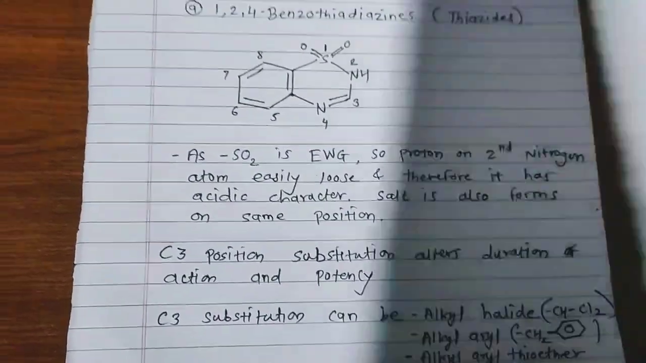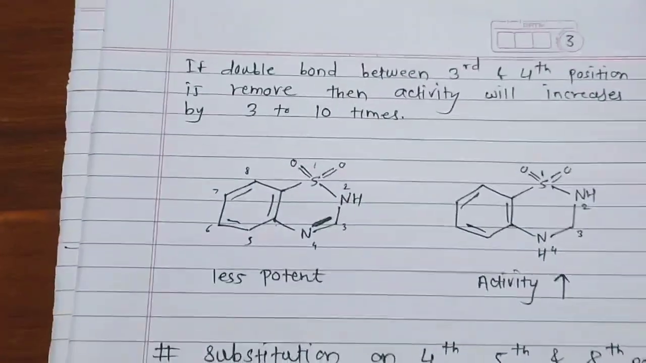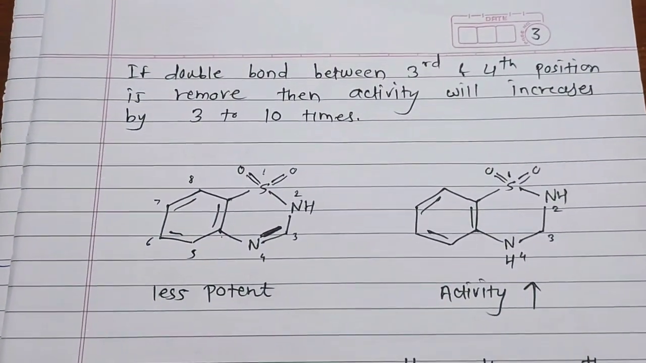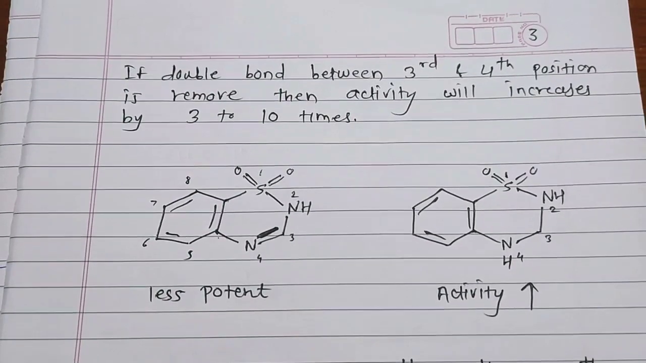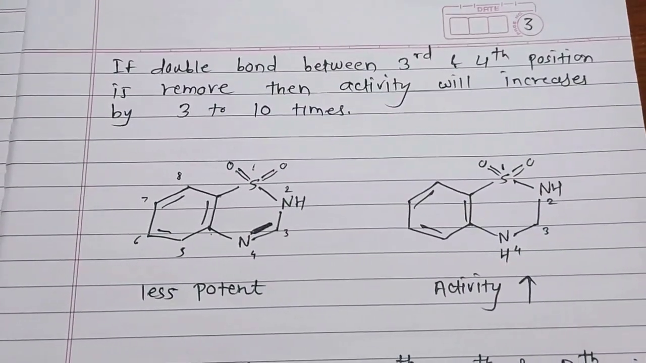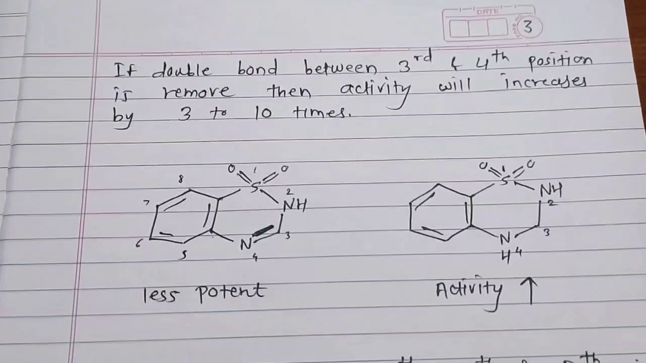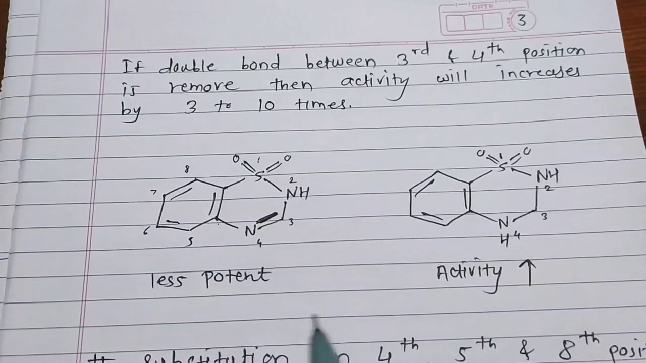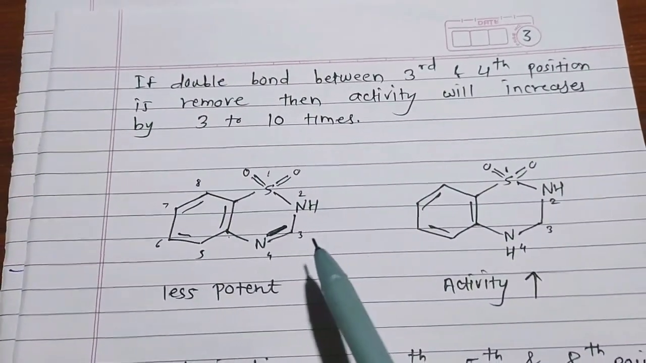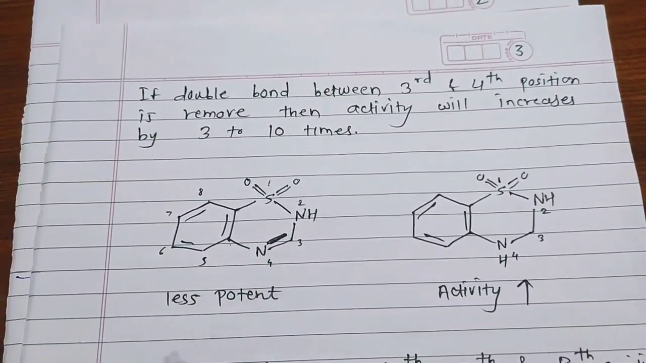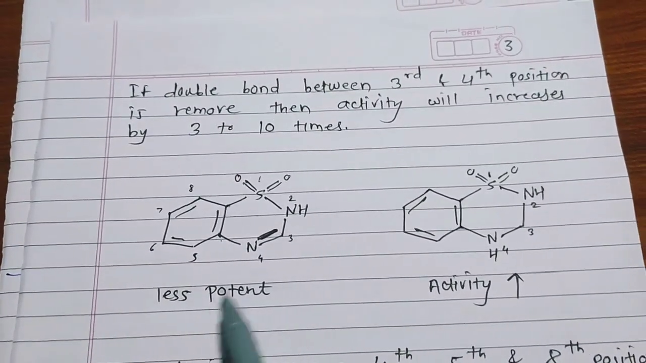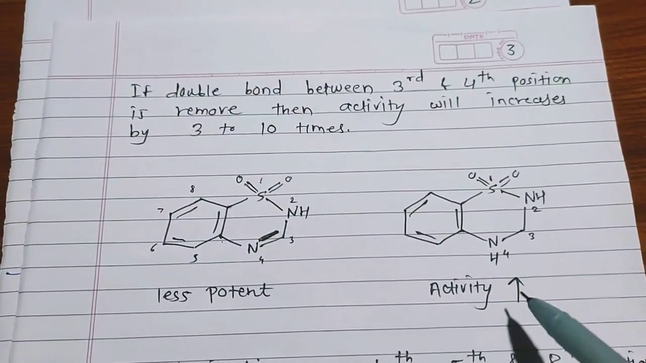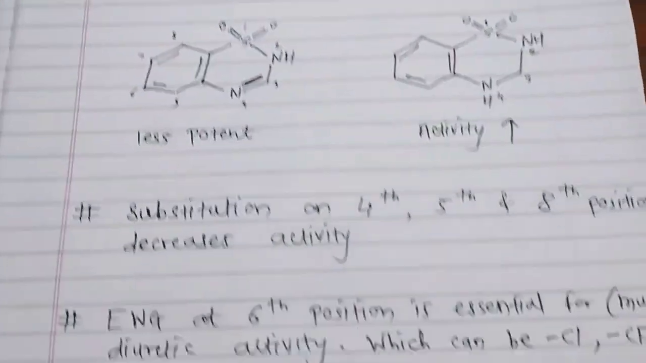Now moving on to the next part, that is the presence of the double bond between the third and fourth position. If we remove the double bond between the third and fourth position, then the activity will increase by 3 to 10 times. And we could see in this diagram, if there is the presence of the double bond between the third and fourth position, that drug will be less potent. If you just remove this double bond, then the activity will increase by around 3 to 10 folds.